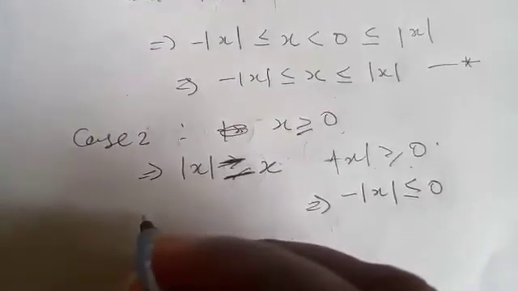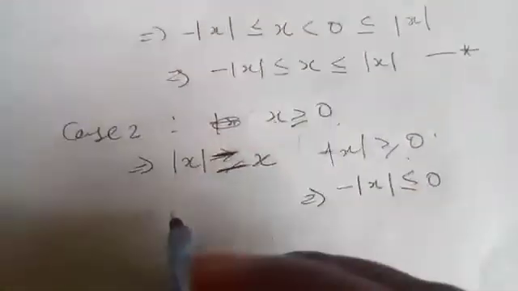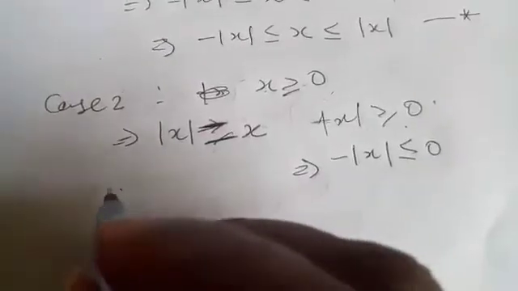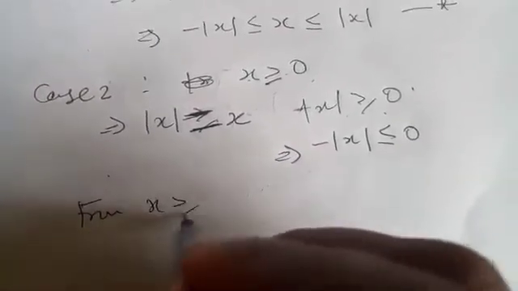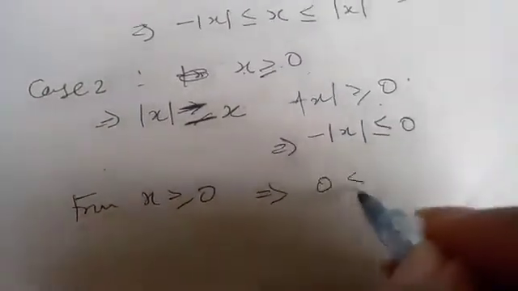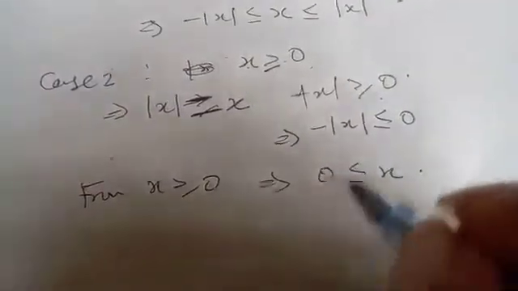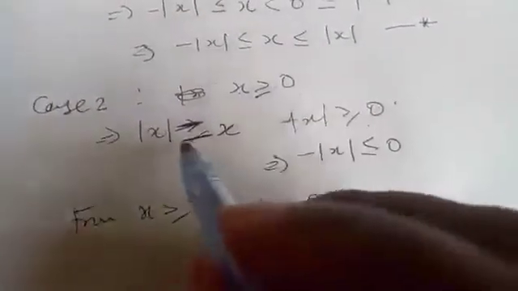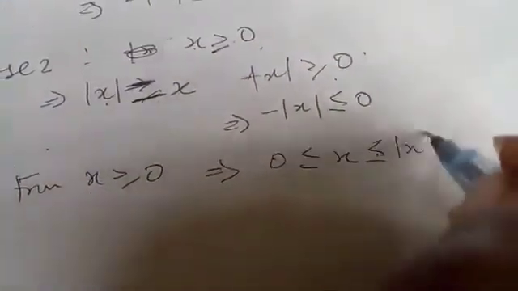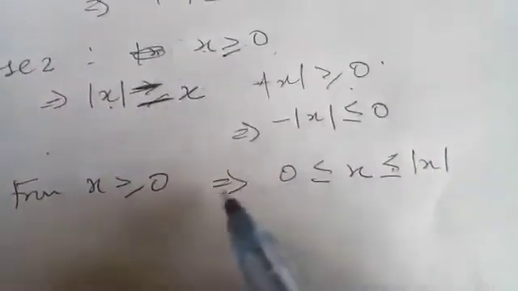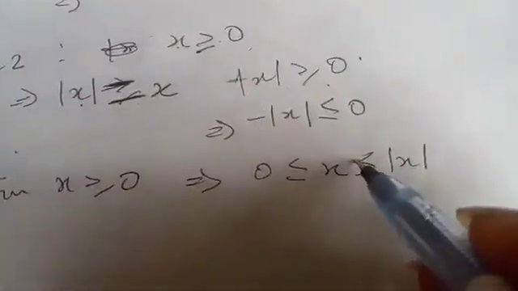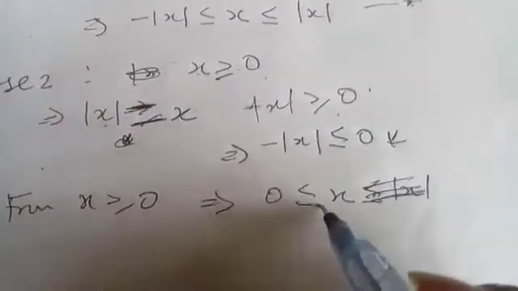Also, we know that here s is greater than or equal to 0. From s is greater than or equal to 0, this will mean that 0 is less than or equal to x. And by definition, s will also be less than or equal to this. By definition, s is less than or equal to this. Or don't let me merge it together like that. Now let's merge. What we are merging together is this one, and this.